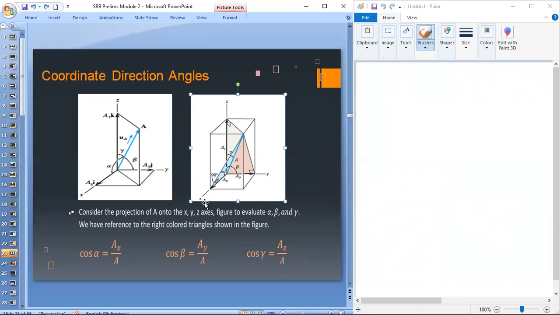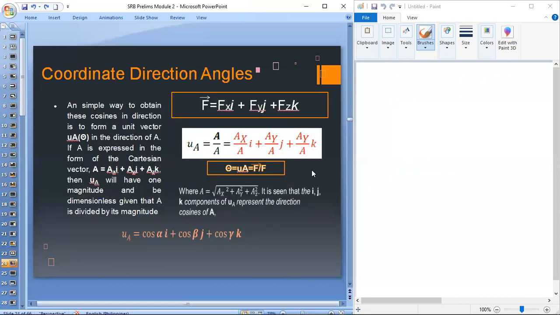Wag lang kayo malito sa vector, tinatawag for force magnitude or force vector. Mamaya, himay natin siya once na may problem solving, for examples. So, coordinate direction angles, ang simple, no?